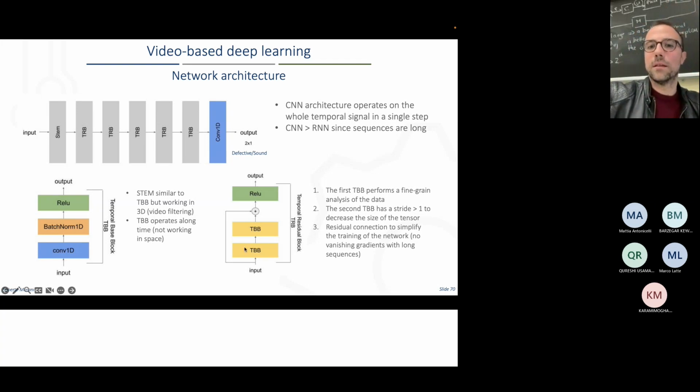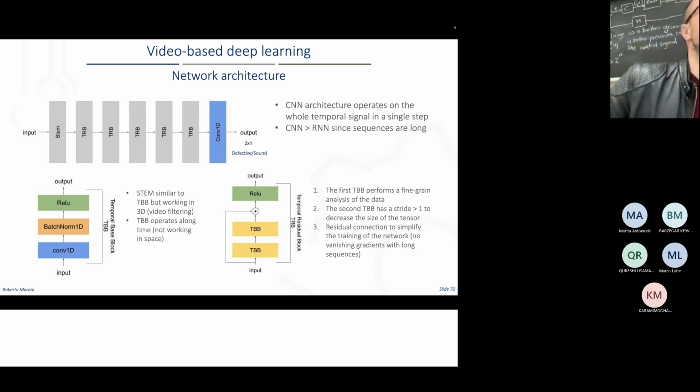Okay. The temporal residual blocks are made like this. One-dimensional convolution, because we are working with signals. Batch normalization, rectified linear unit. The first one, okay, has stride equal to 1, because I want to see what is happening with a very high granularity. Okay, so taking sample by sample, because my stride here is applied on the time. Okay, because I'm making a one-dimensional convolution over time.